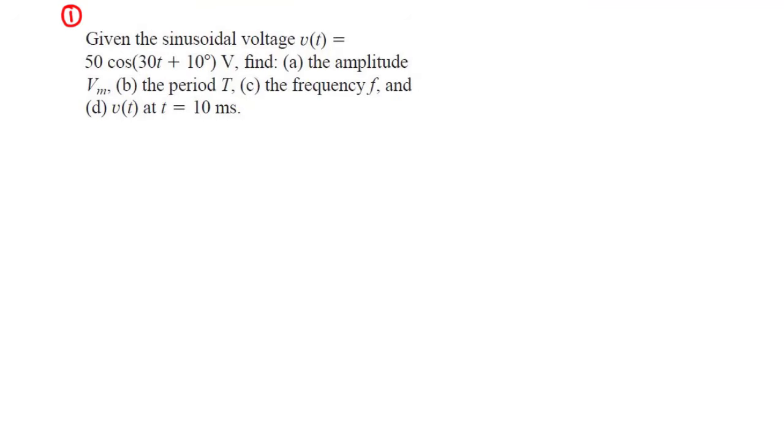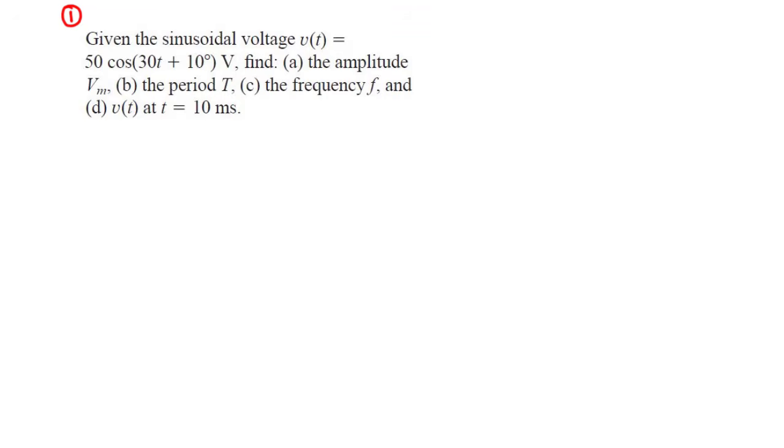Now let's consider some examples. So considering our first example, given the sinusoidal voltage V of t equals 50 cos into bracket 30t plus 10 degrees V, find A, the amplitude Vm, B, the period t, C, the frequency f, and then D, V of t at t equals 10 milliseconds. So how do we solve for A, B, C, and D?